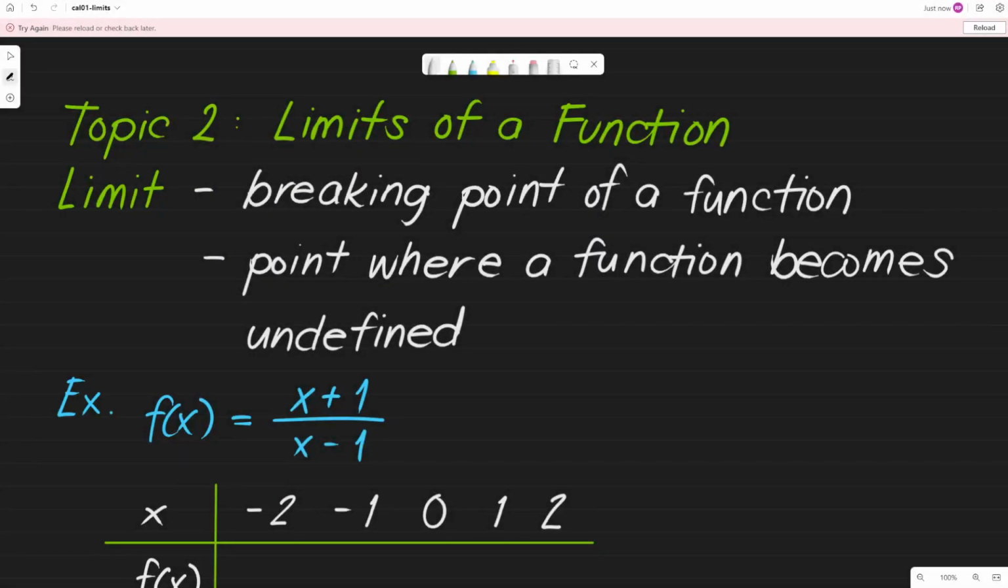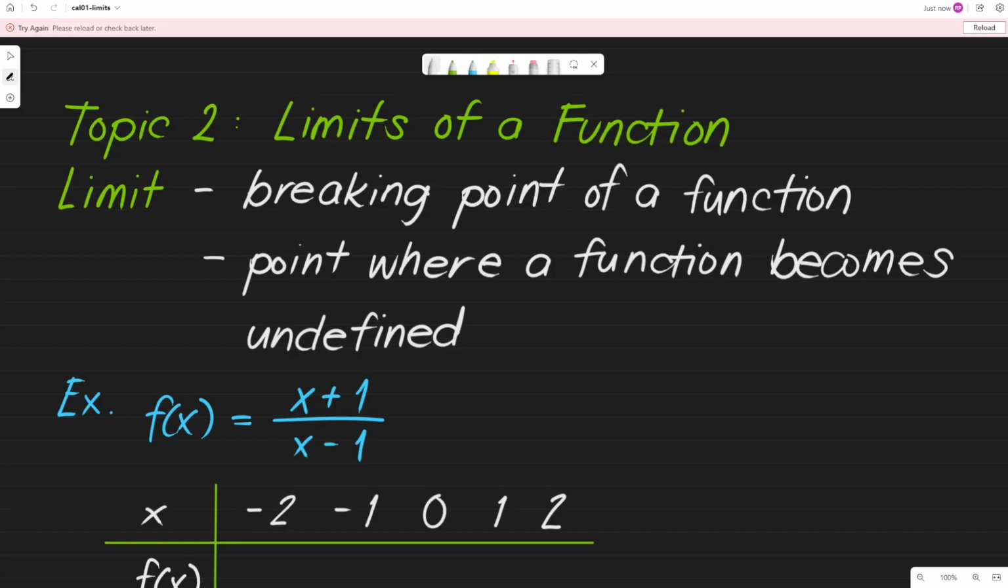So welcome to our topic today. So let us discuss limits of a function. Previously we have discussed what a function is, how do we evaluate functions, and how do we operate functions. Now, let us discuss limits.